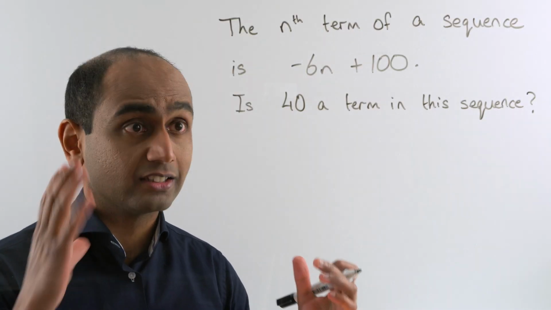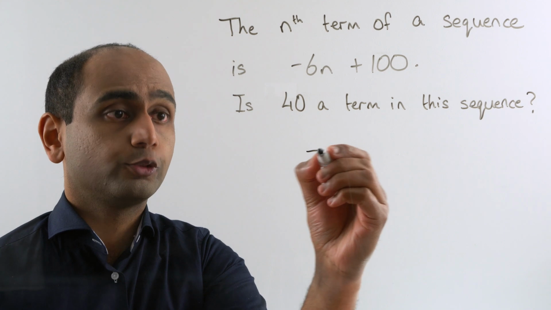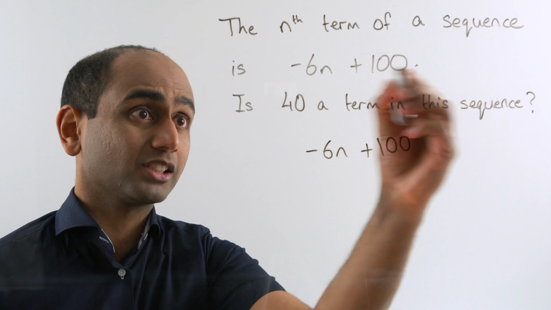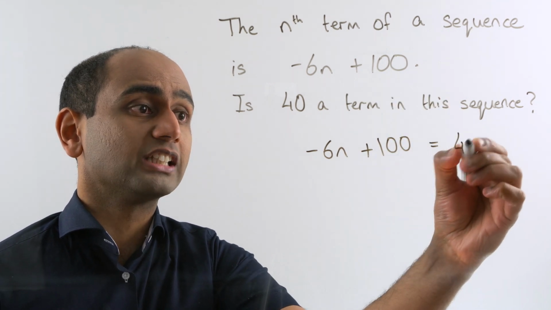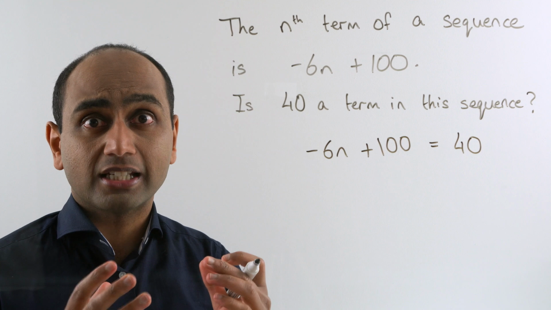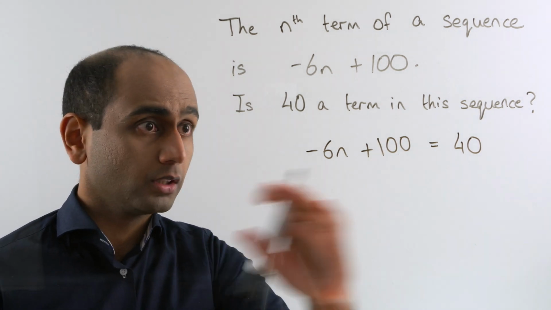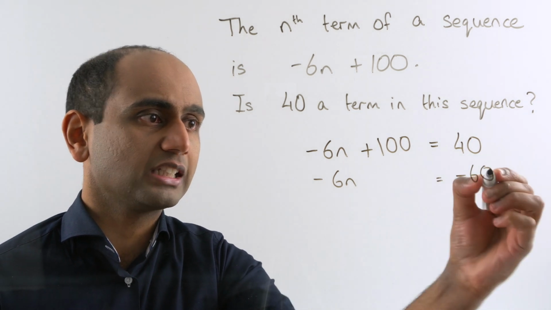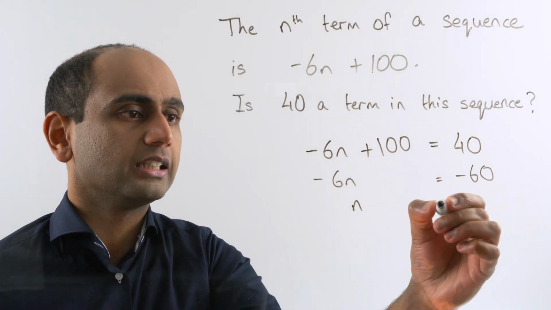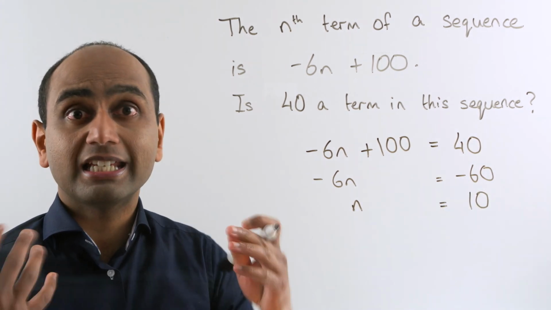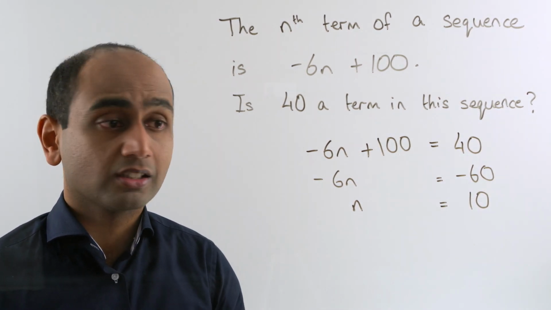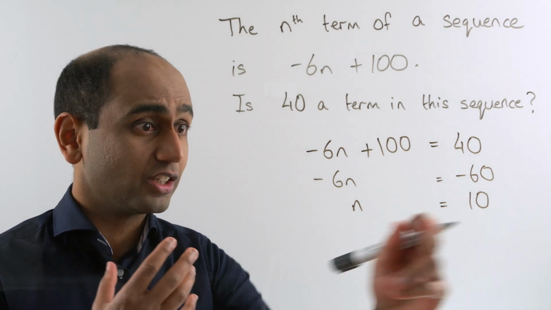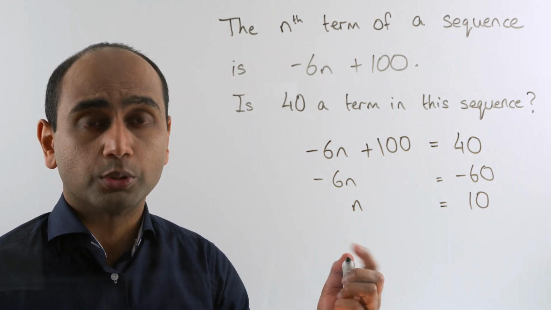Okay, let's go ahead and set up the equation. If 40 is a term in this sequence, then negative 6n plus 100 must equal 40 for some value of n that is a positive integer. Solving this equation, we get negative 6n equals negative 60, which means n equals 10. Now 10 is a positive integer, and that means that yes, 40 is a term in this sequence, and in fact, it is the 10th term in the sequence.